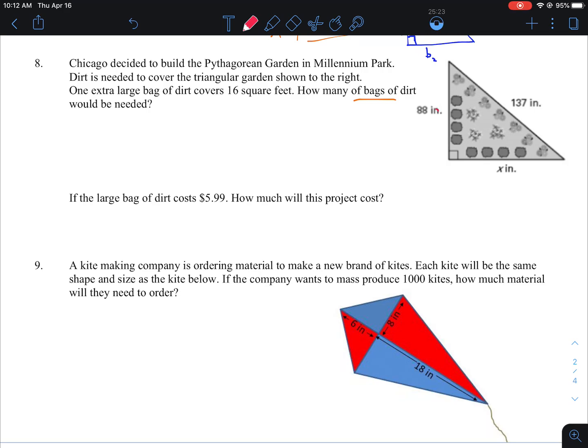It says inches. This should all say feet on this picture. There's no way a garden will only be 88 inches long if it's like a big part of Millennium Park. So this would be adorable if there was a Pythagorean garden, wouldn't it? And you're trying to figure out the amount of dirt you need to plant to make the garden, and it tells you a couple things about the shape of the garden itself, as well as how much a square feet a bag of dirt covers.